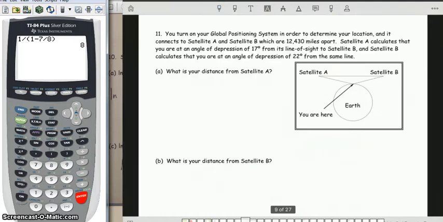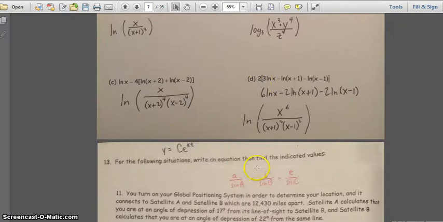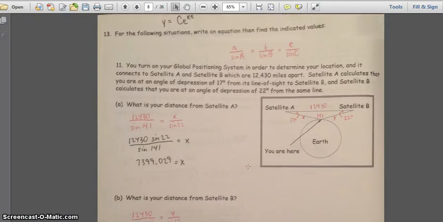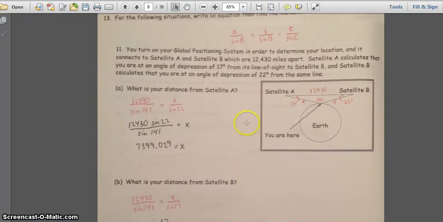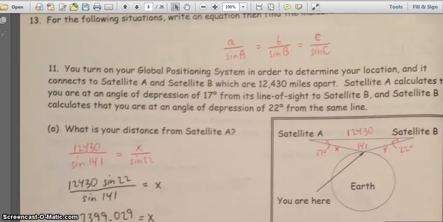We went over this guy in class. Basically, you have to label your picture first. And in this case, they give me more angles and sides, so I'm going to use law of sines. If I flip to that there, this law of sines formula is this guy here. A over sine big A equals B over sine big B equals C over sine big C.